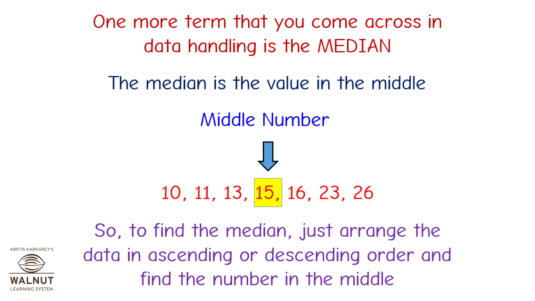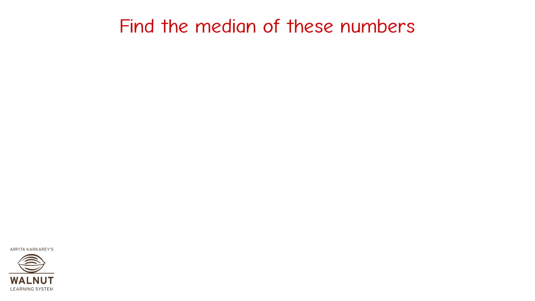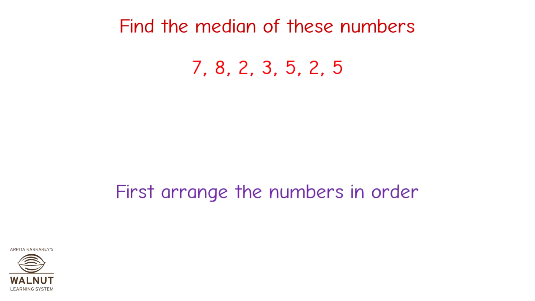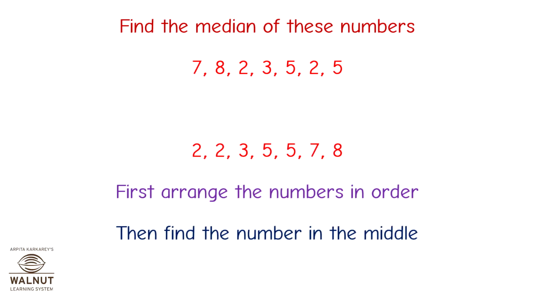So, to find the median, just arrange the data in ascending or descending order and find the number in the middle. Find the median of these numbers. First, arrange the numbers in order. Then find the number in the middle. That is the median.